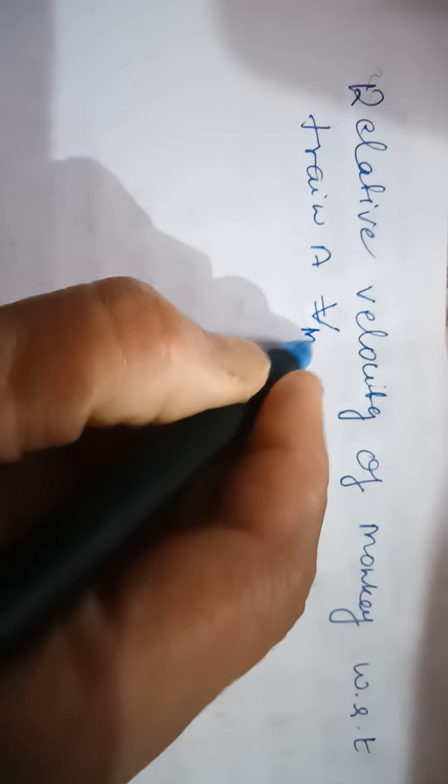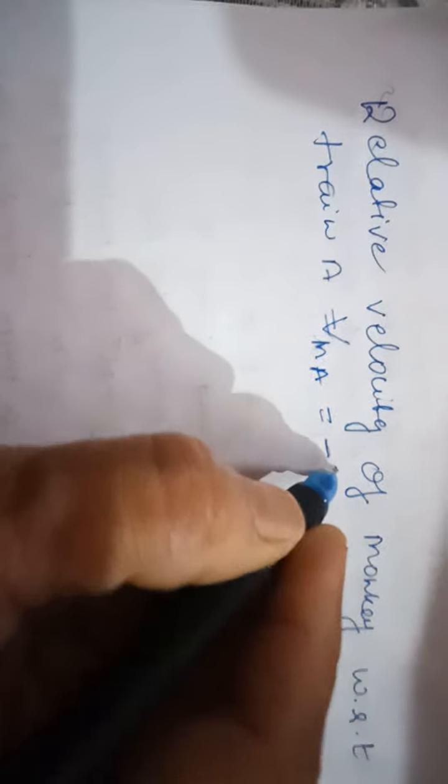monkey with respect to train A, that is given, VMA is minus 18 kilometer per hour. So when you will solve it, you will be getting minus 5 meter per second. Okay, minus 5 meter per second.